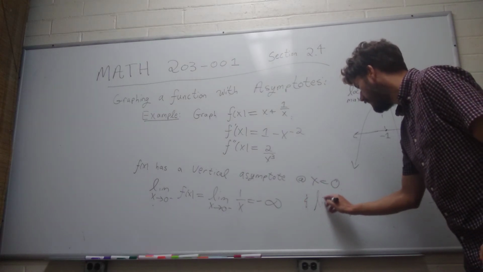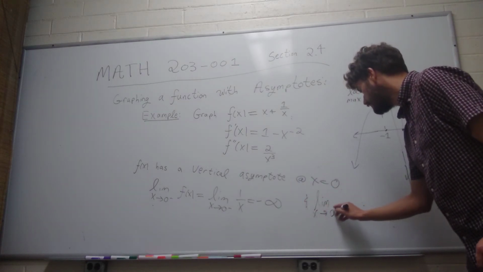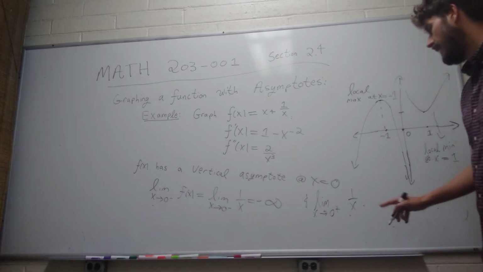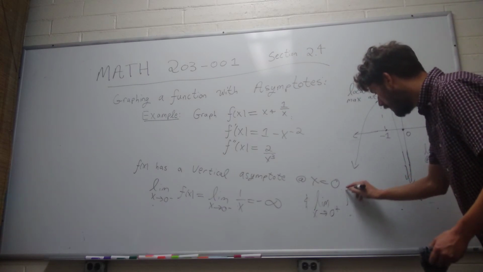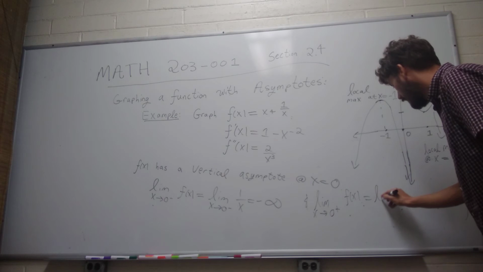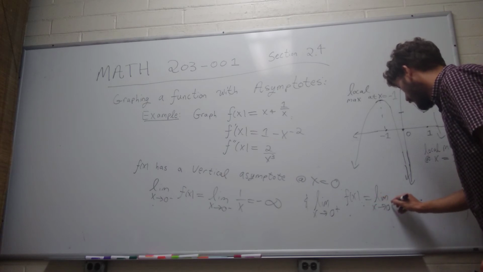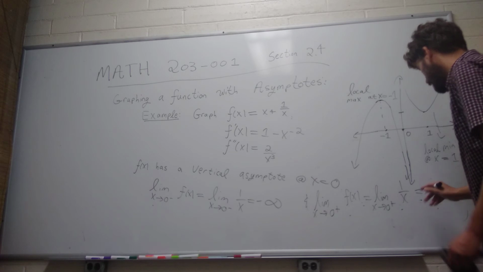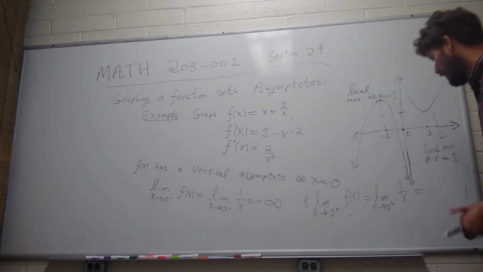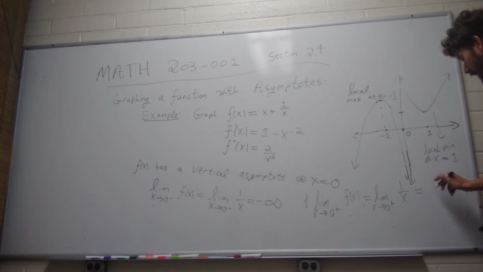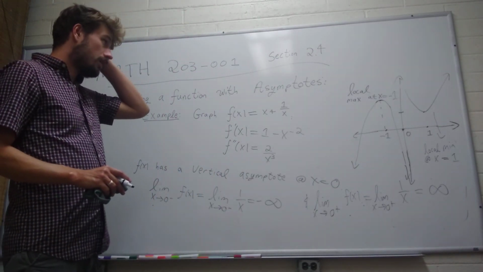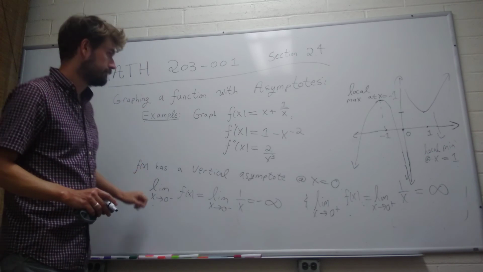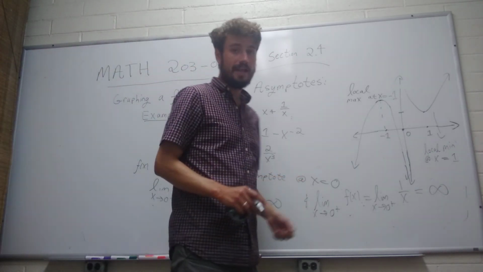We can also say the limit as x goes to 0 from the right of 1 over x is what? I'm sorry, of f of x. As x goes to 0 from the right of 1 over x, which is positive infinity. Okay? So that confirms that we have a vertical asymptote at x equals 0.